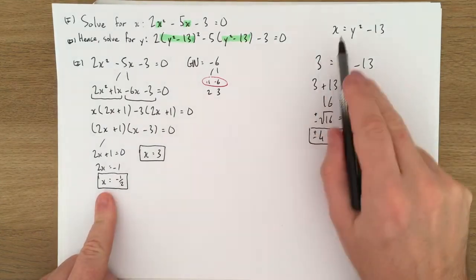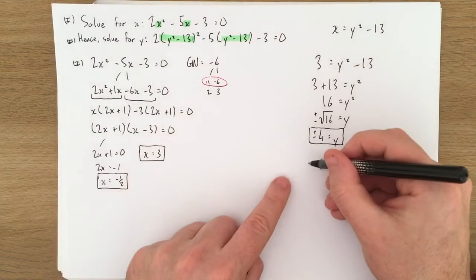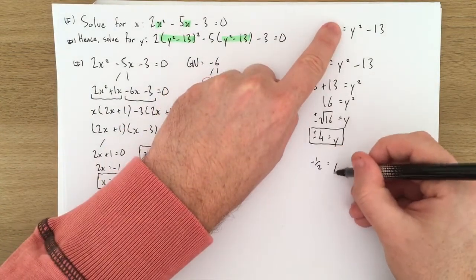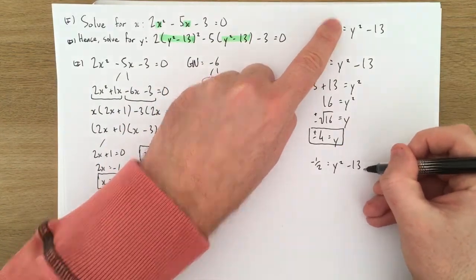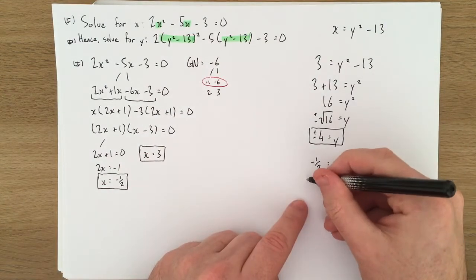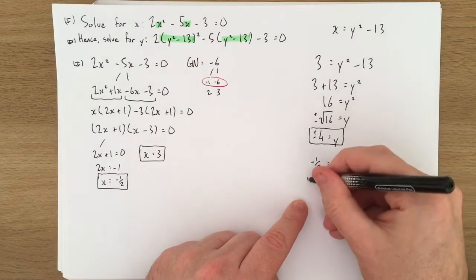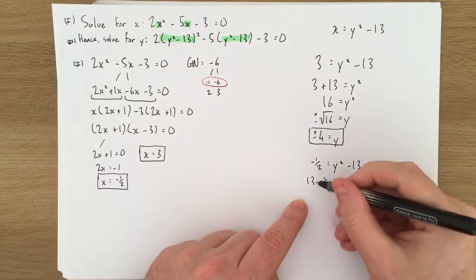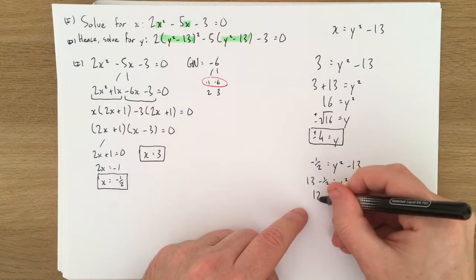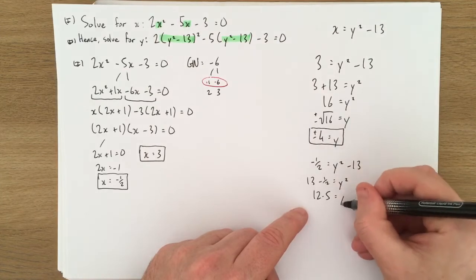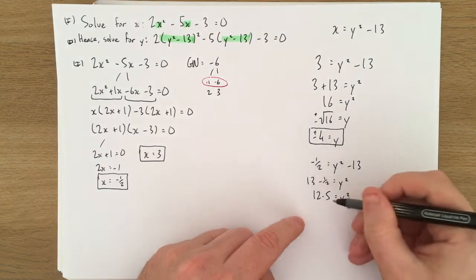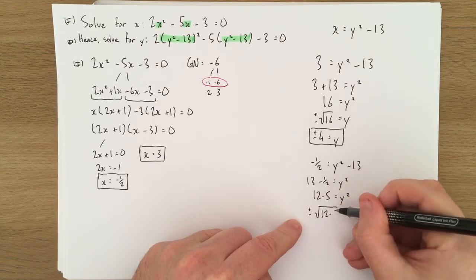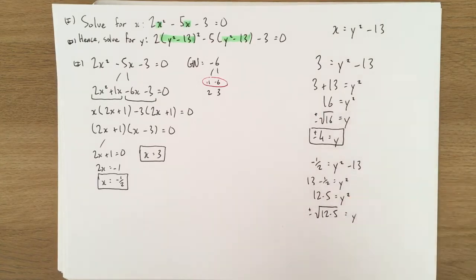And then what if x is equal to minus a half? So minus a half is equal to y squared minus 13. Bring the minus 13 over, becomes 13. So 13 minus a half is equal to y squared. 13 minus a half is 12.5, or however you want to write it. So plus or minus the square root of 12.5 is equal to y.